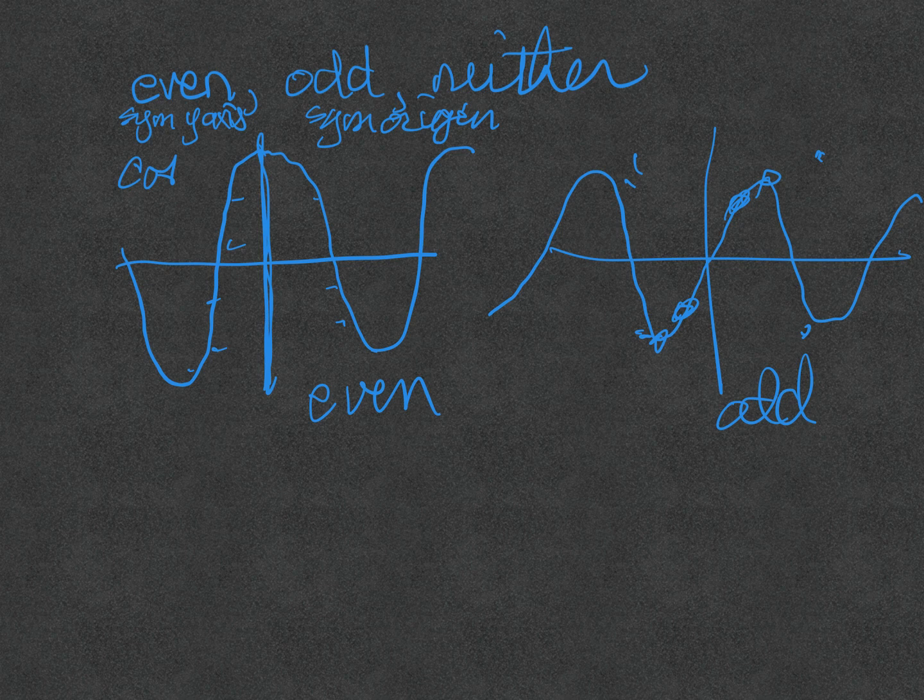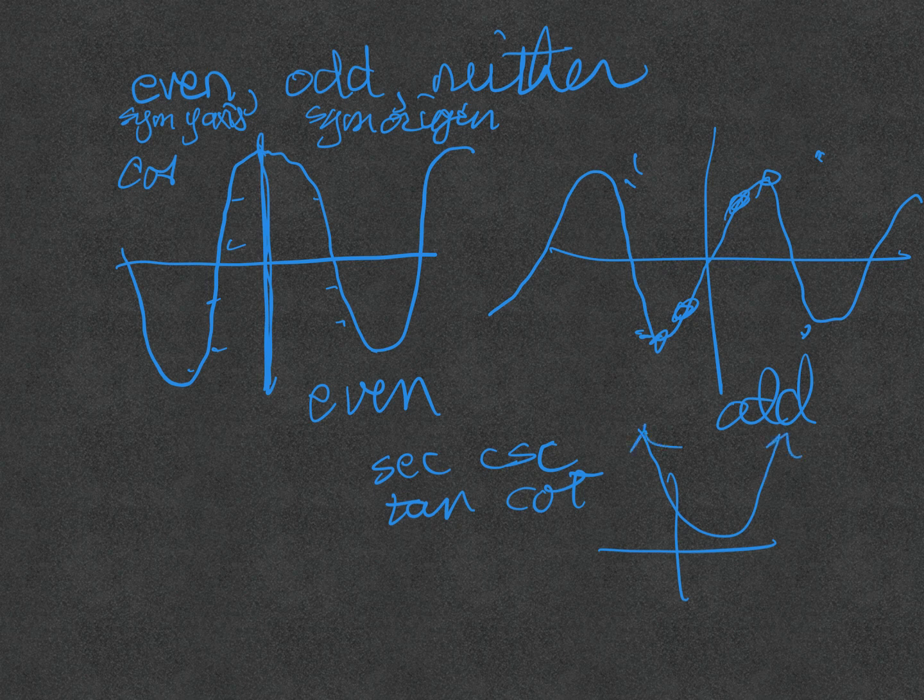I want you to use this and the graphs of secant, cosecant, tangent, and cotangent to determine, are they even or odd? All right? A graph can be neither, by the way. A graph that's neither would be like, say, a parabola over here. It has some symmetry right here, but it's not symmetric with the y-axis, and it's not symmetric with the origin. So it's neither, okay? So your job is to figure that out.